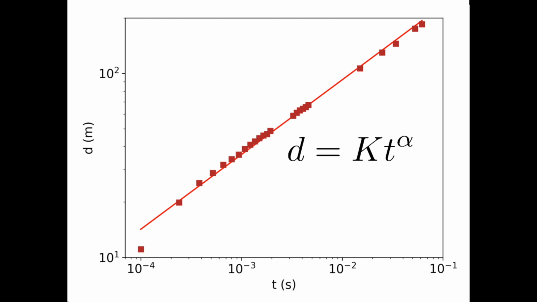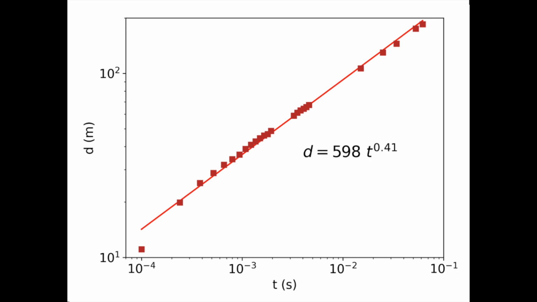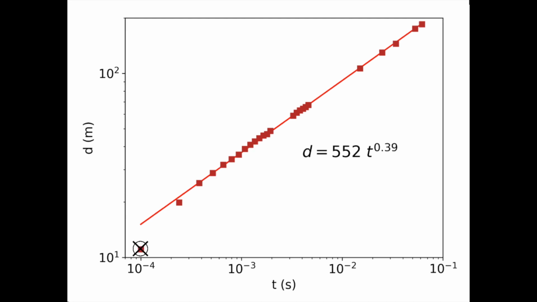Power laws are found everywhere in nature, and we will have many opportunities to see this in other videos. For now, we can say that it is at least relevant to the Trinity explosion. If we fit all data points gathered by Taylor by a power law, we find alpha is equal to 0.41 and k is equal to 598. But you may say that the first data point seems a bit off, and if you leave it out, you would get alpha is equal to 0.39 and k is equal to 552.